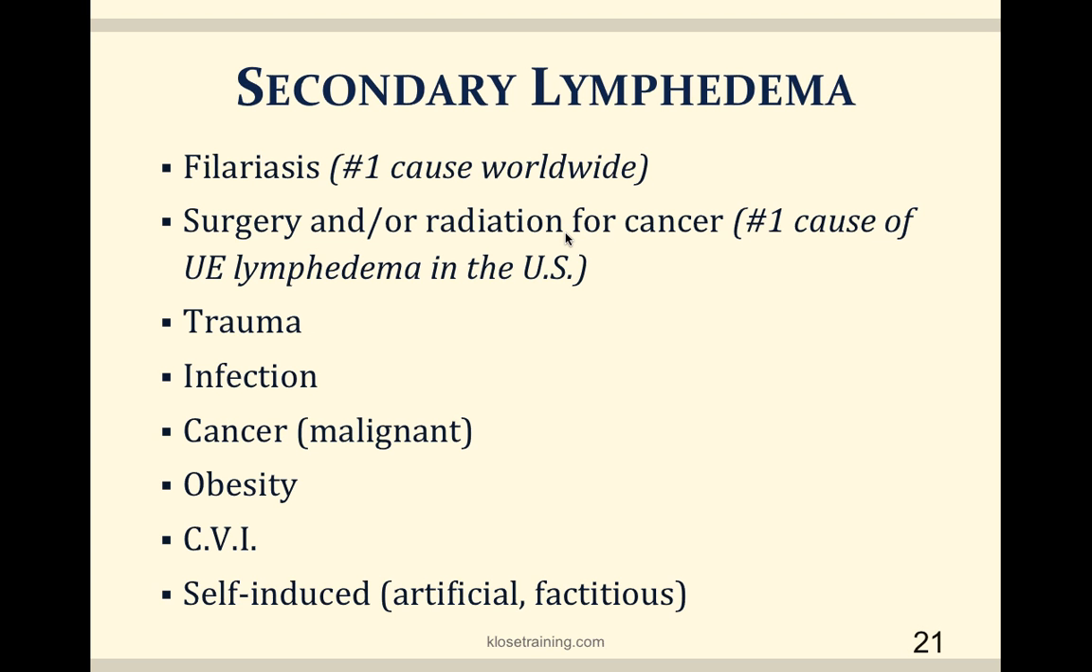Secondary lymphedema is the most common type of lymphedema, and the number one cause worldwide is something called filariasis. It accounts for over 100 million cases of lymphedema worldwide. Filariasis is a parasitic infection. It's common in India and Asian countries, South America, Pacific Islands, and some parts of Africa.